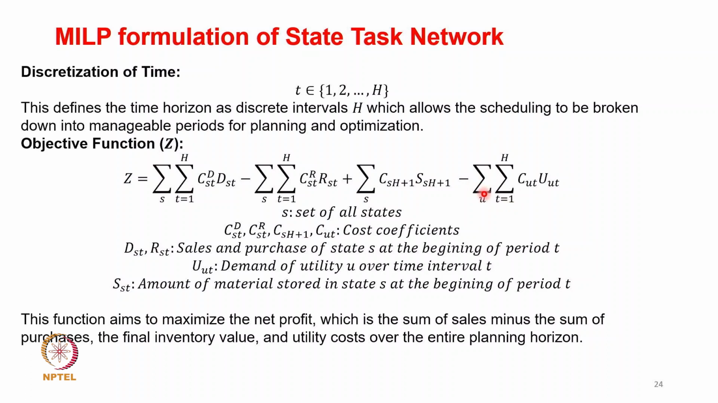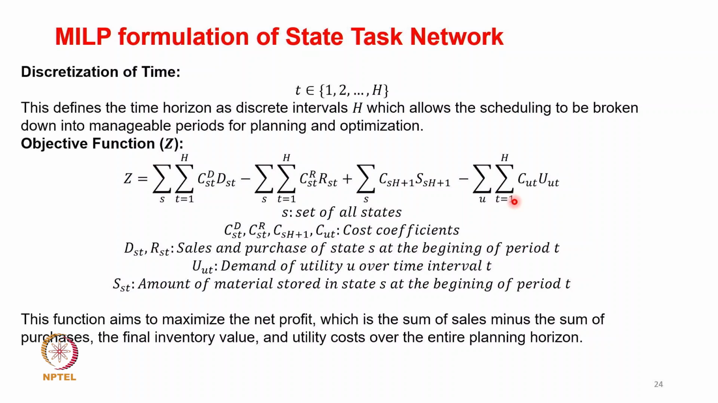So the utility cost has to be taken out. The sum of the sales minus the sum of the purchases, final inventory value, and of course the utility cost. Some of the terms are positive, some are negative. Utility is a consumption, so you got it. Sales are positive, purchase is a cost, and the other two are summed up as costs.